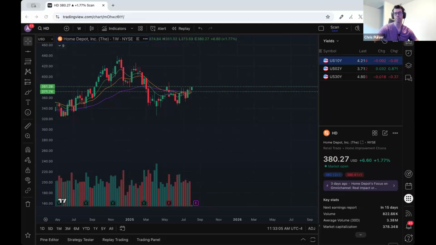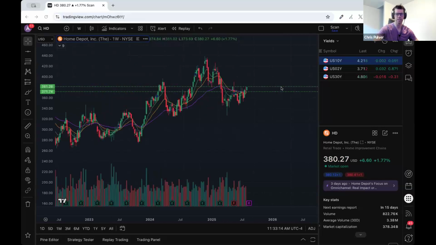That would be to me my preferred ratio spread, as far as putting out puts to own the shares. Let me see, if I went out to the end of the year, even into January in HD, what does that give me?